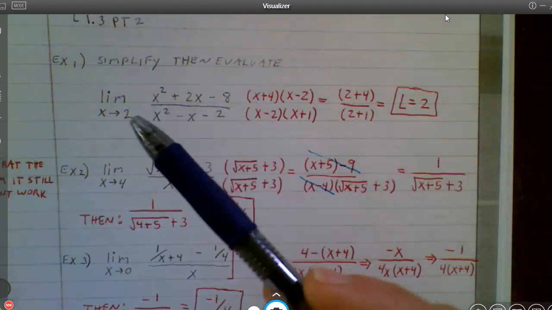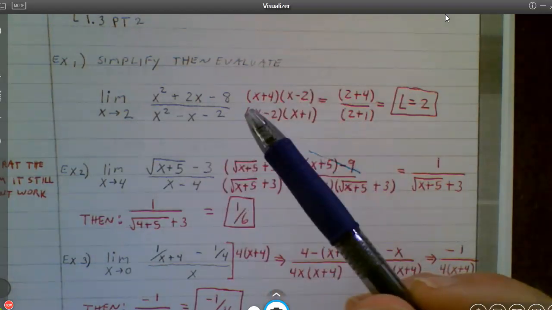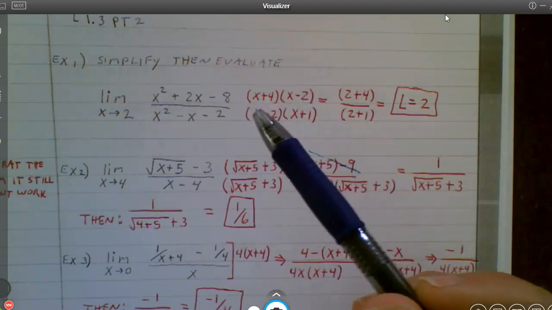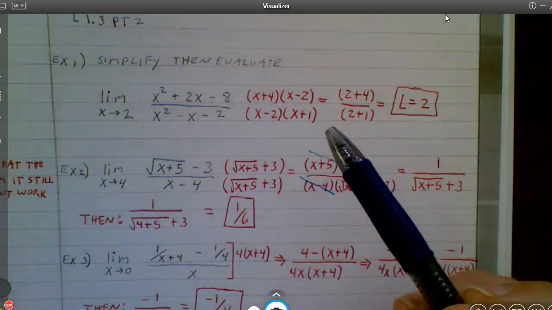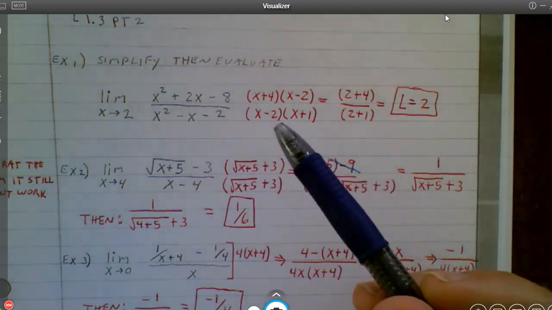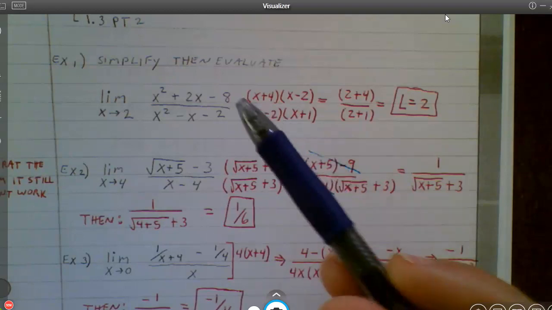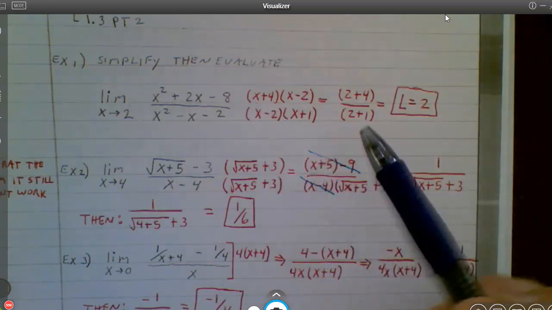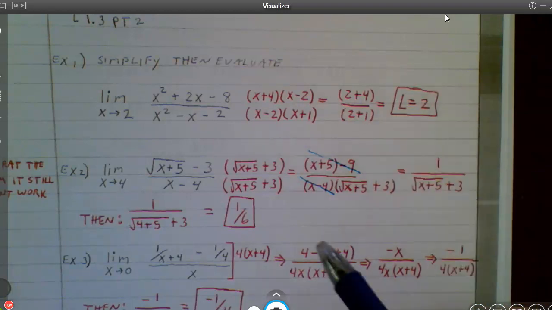So limit as x approaches 2, you can see once it's in factored form, these guys would cancel, which means there was a hole in the graph where x equals 2. So once those guys cancel, then I could do direct substitution by plugging in my 2 for x for this guy and for this guy. And when you do that, simplifies nice for us, we get a limit of 2.